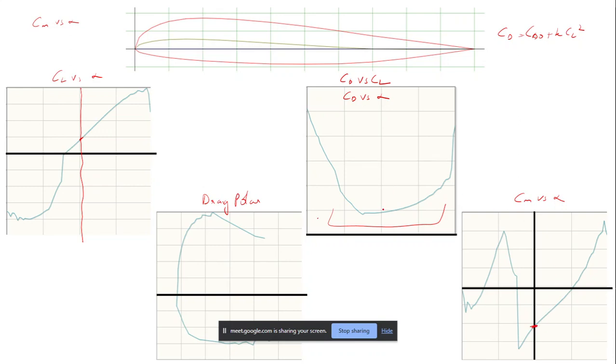You have a drag bucket in case of the drag graph, and any equation with drag and CL will be parabolic. So when you see a parabolic curve, try writing down the equation and see which is on which axis. And here it was a linear variation with alpha, positive CL naught. So you knew it was CL versus alpha. This was a cambered airfoil.